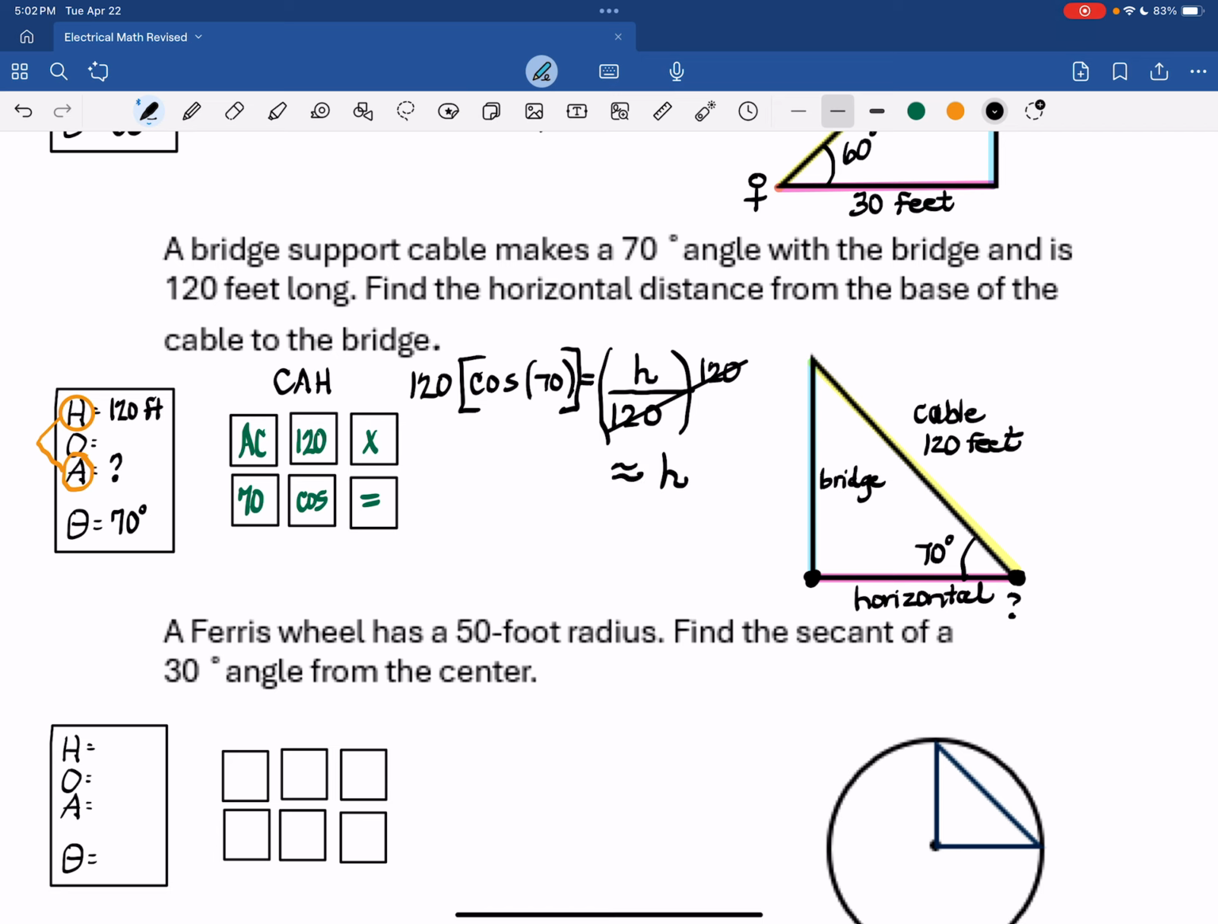about, we're having to round, 41.04 feet. Or we could say about 41 feet. You can round it unless you're told otherwise. You can round.